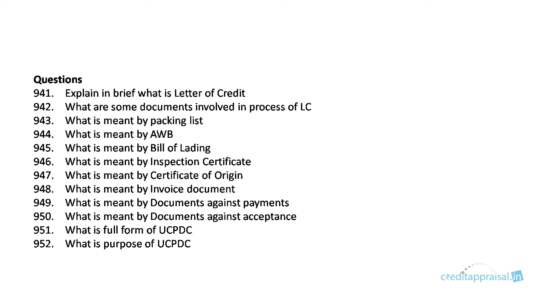In this chapter, the questions you have to be prepared for are: explain in brief what is an LC; what are some of the documents involved in the process of an LC, which we discussed, such as packing list, airway bill, bill of lading, inspection certificate, certificate of origin, and invoice; what is meant by DA and DP, documents against payment and documents against acceptance? Very important question: the difference between them. The key difference is that time is given. In case of DA, the usance period is given for payment. And what is the full form of UCPDC and what is the purpose of UCPDC?